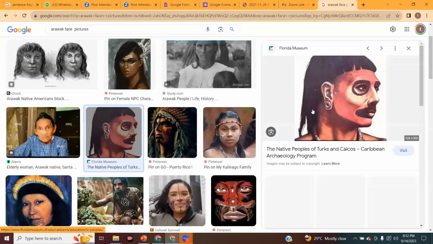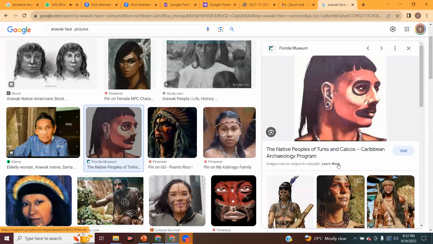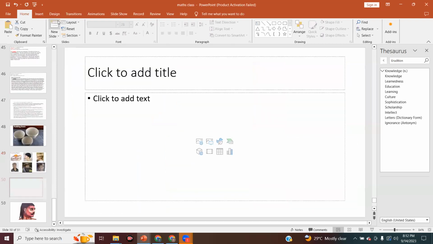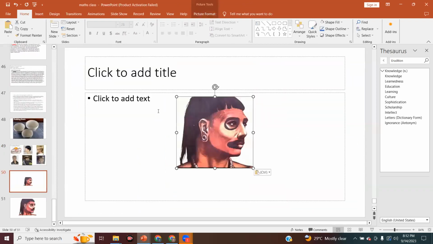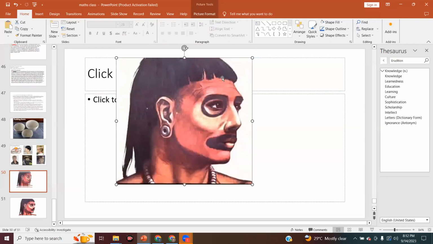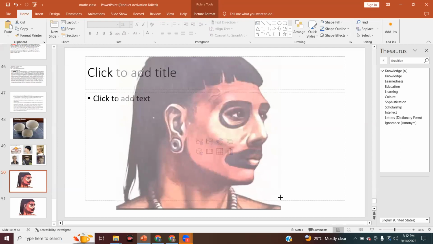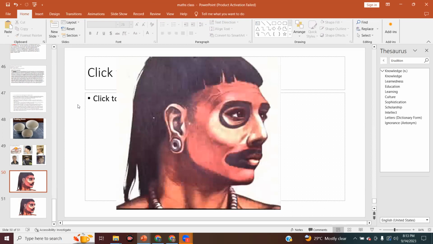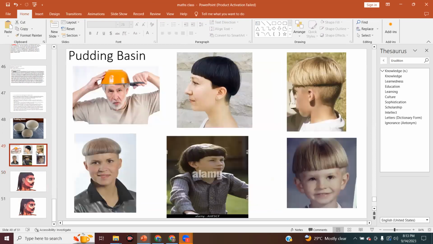All right, good. This is the perfect one. So you see this gentleman, right? Let me show you the picture of this gentleman. If you look at this gentleman, you see that he has the putting basin style, but he leaves his hair in the back. They fix their hair like that now as we speak. Yeah, that's putting basin. So you're going to dress like an Arawak and look like an Arawak.